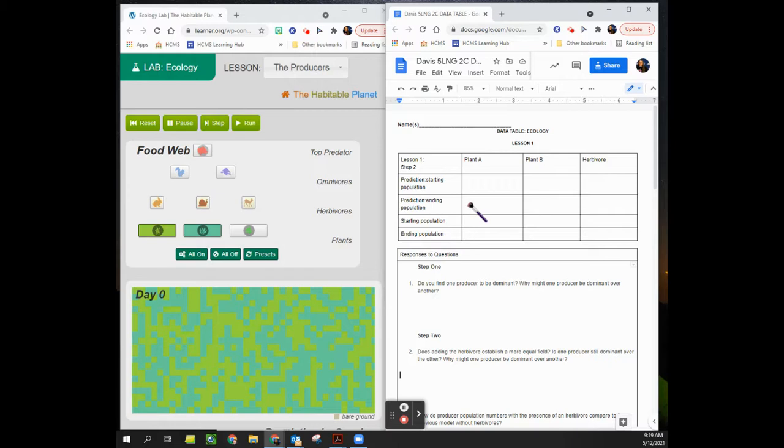So how many of plant A will be there at the end? How many of plant B will be there at the end? How many herbivores will be there at the end? Then right here at the bottom is where you're going to record the actual amounts, starting population and ending population.